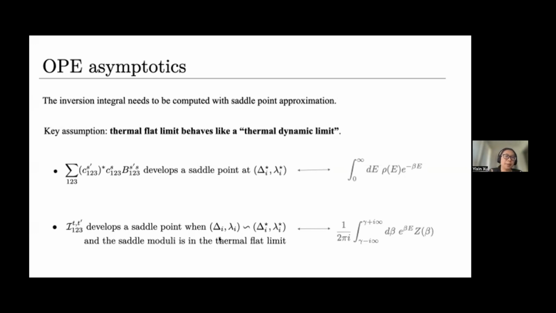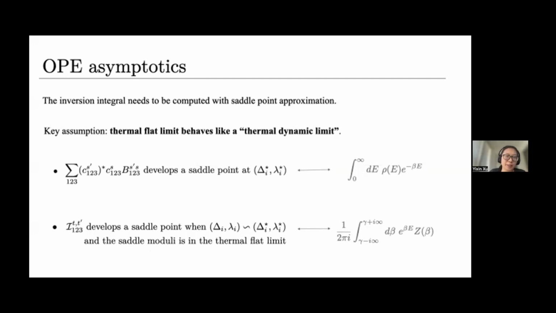Second of all, when we compute the inversion integral, we need to first fix the choice of delta 1, delta 2, delta 3. Now, if we choose them so that the external deltas are comparable with the saddle's delta I star, then as we integrate over the moduli, the integrand also develops a saddle point, and this saddle point is within the thermal flat limit.